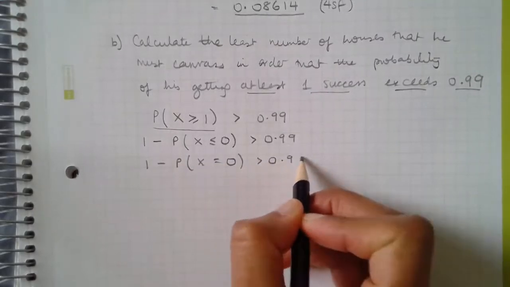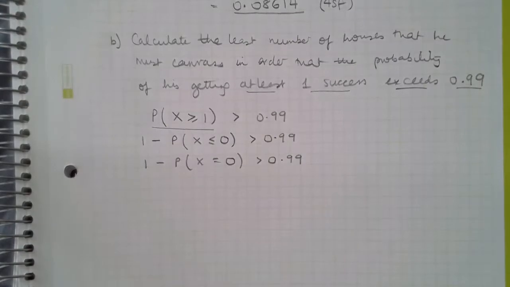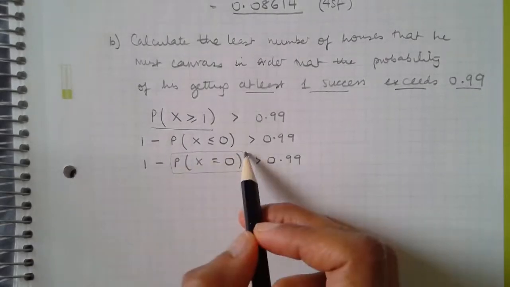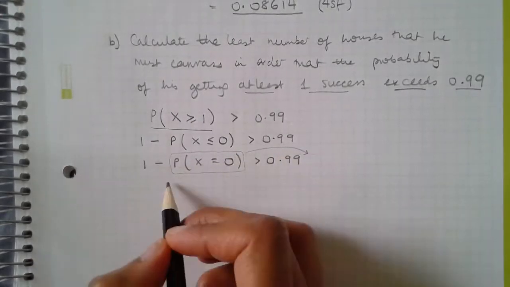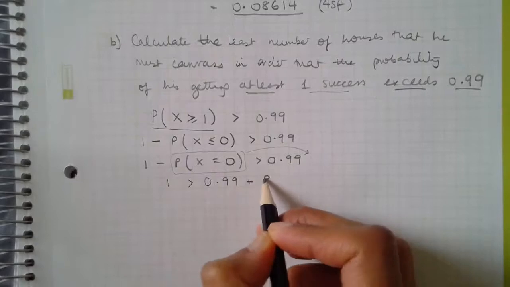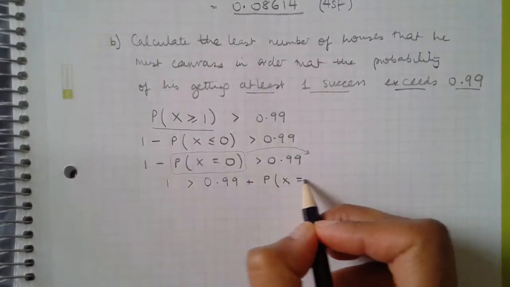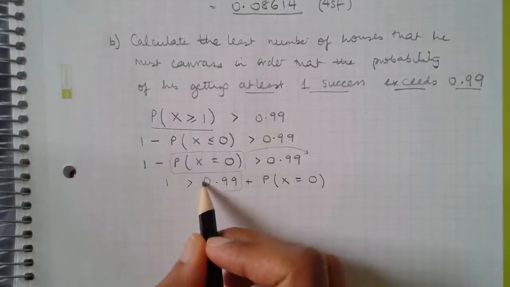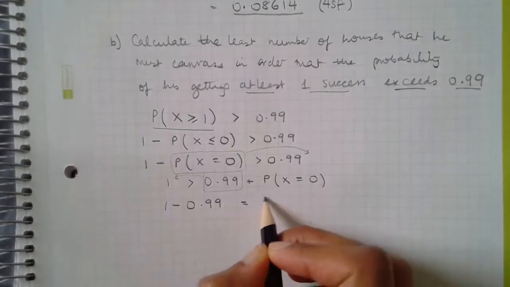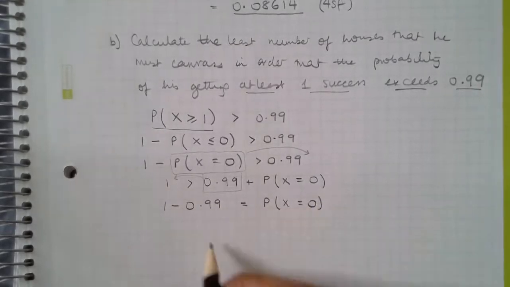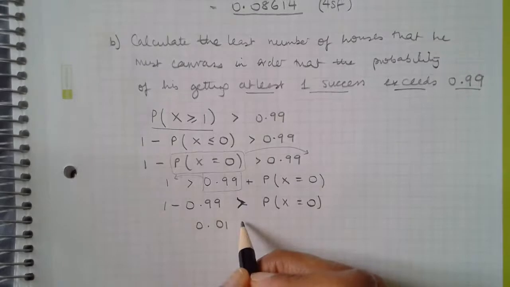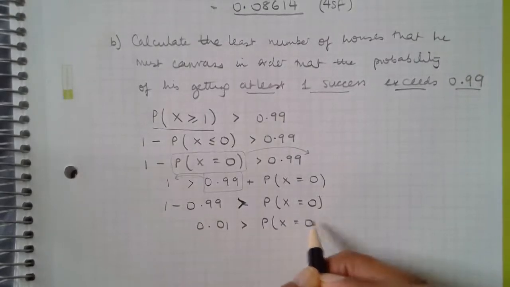Now if we rewrite this again, we want to get the probability on its own, so we're going to move that to the right hand side. So 1 is greater than 0.99 plus the probability x is equal to 0. I'm going to move 0.99 to the other side. 1 take away 0.99 equals the probability x is equal to 0.